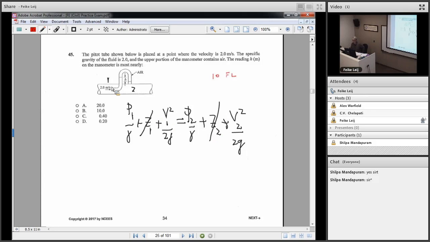If we have a horizontal pipe, the Z's cancel. And then inside the pitot, there's no flow, so V1 is going to be equal to 0. So we have P1 over gamma, the head associated with the stagnation point, is equal to P2 over gamma, the static head, plus V2 squared over 2g, the dynamic head or velocity head.